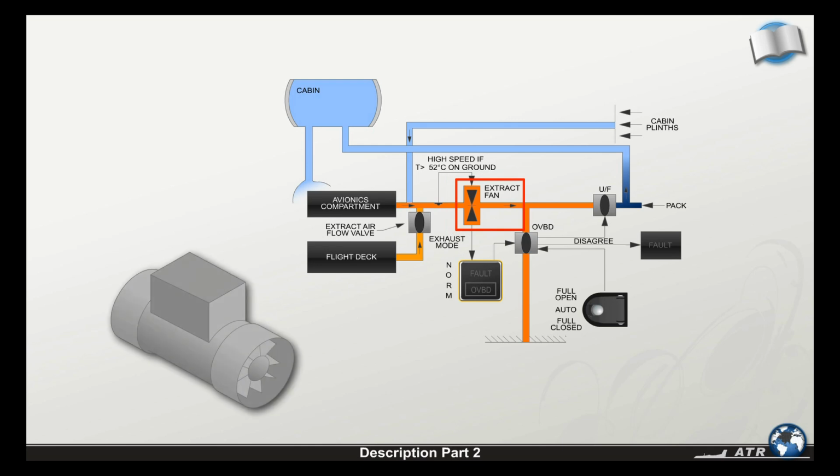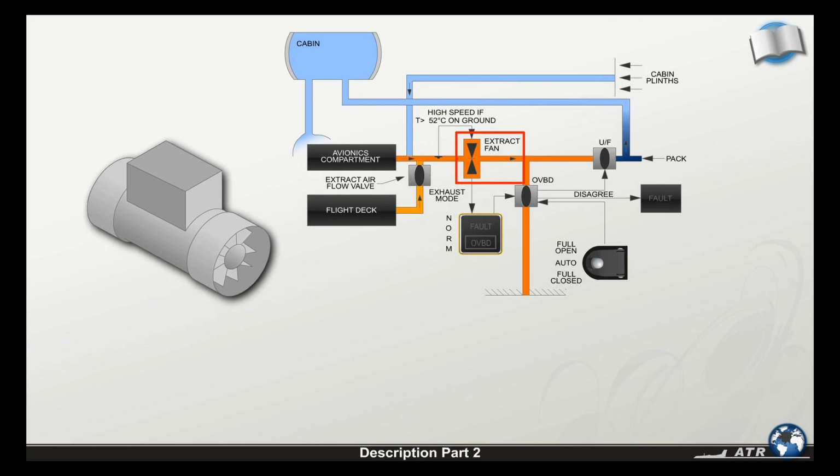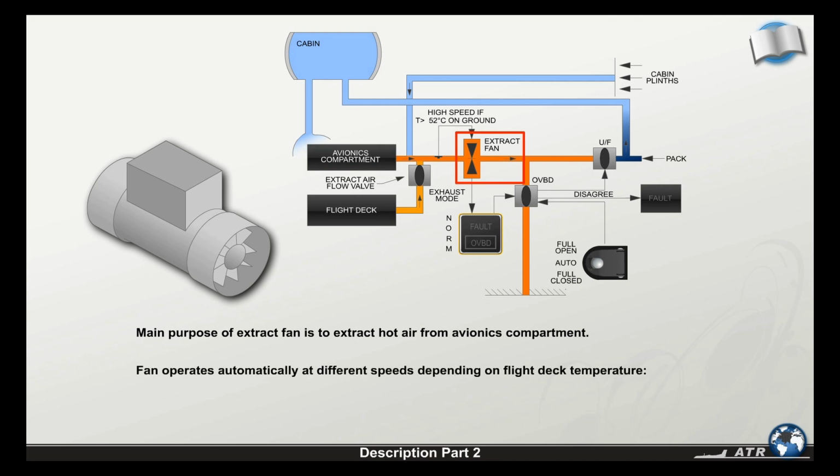An extract fan installed in the ventilation system generates suction and forces air ventilation. The main purpose of the extract fan is to extract hot air from the avionics compartment. The fan operates automatically at different speeds depending on the flight deck temperature. It works at minimum speed below 20 degrees Celsius and at maximum speed above 52 degrees Celsius. The speed varies linearly between these values.